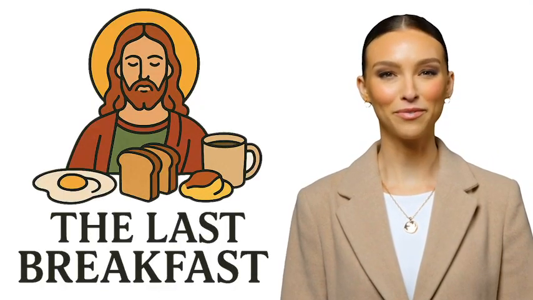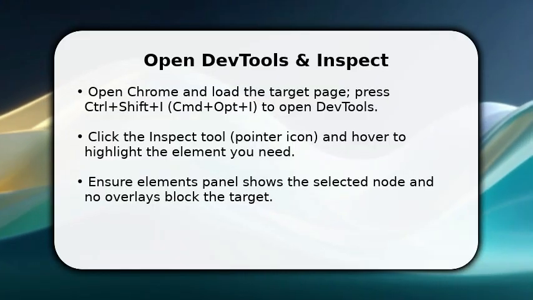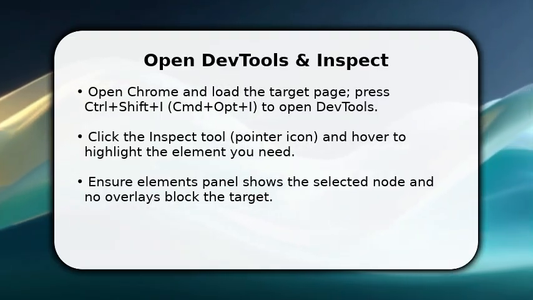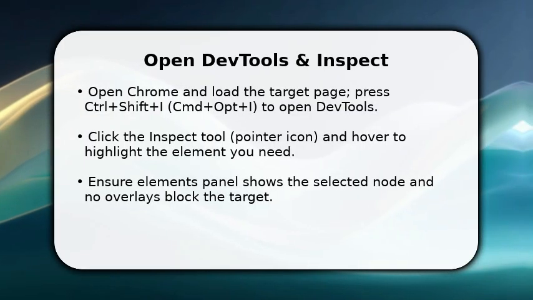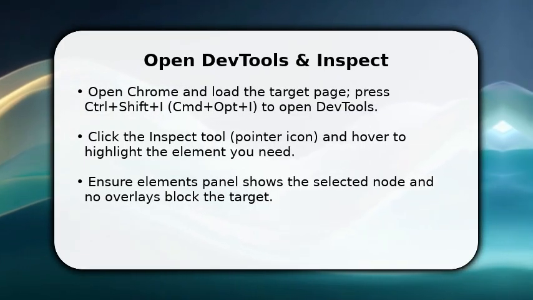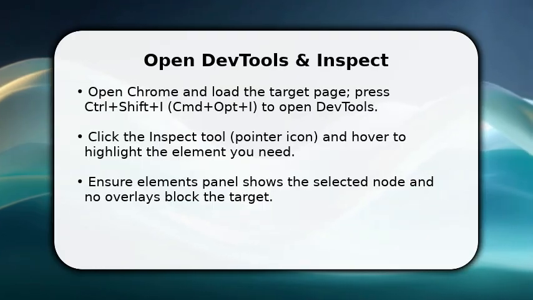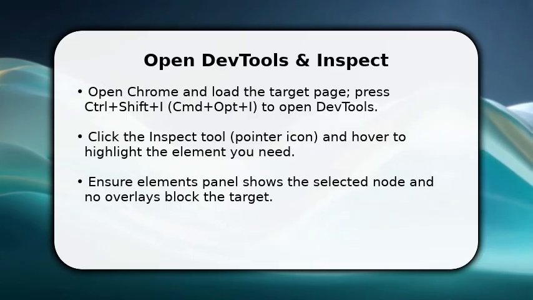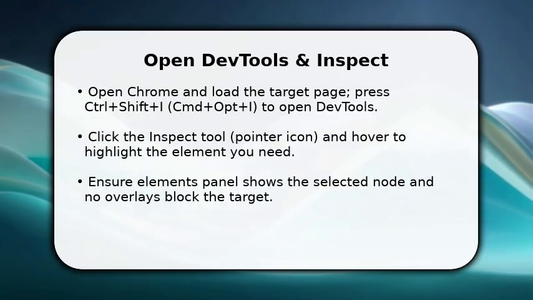Please enjoy the video. You start by opening Chrome and navigating to the page with the element you want. Once the page loads, open DevTools with Ctrl+Shift+I or CMD+Opt+I, then choose the Inspect tool and click the element. You do this to surface the DOM node so Chrome can derive selectors from real structure.